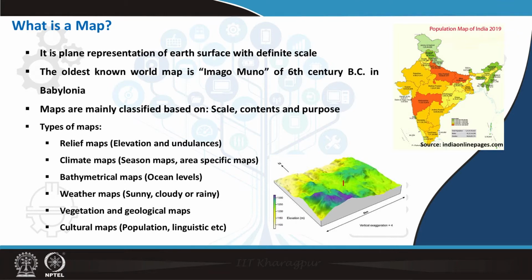Then you have the cultural maps, for example representing a population. So the map that is represented here on the screen is nothing but a population map.